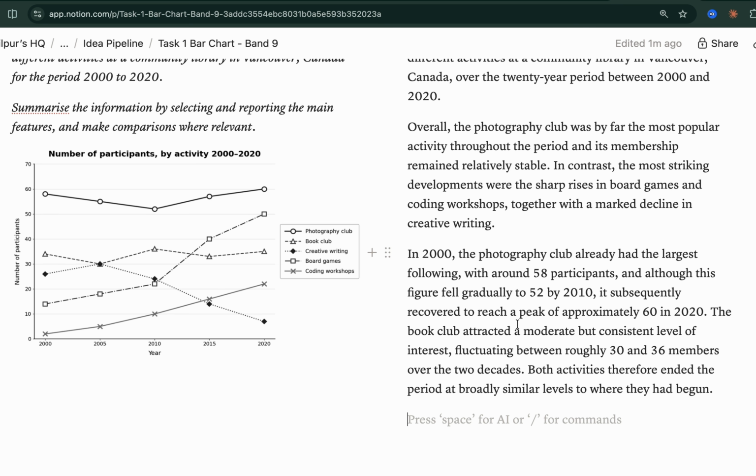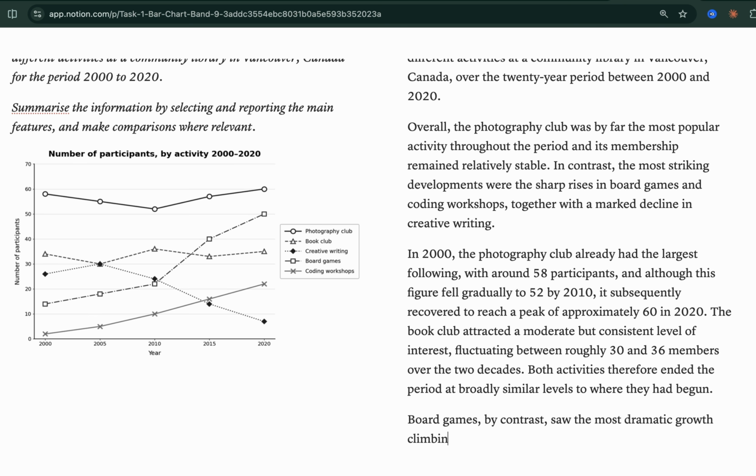Now, I'm done with my body 1, and now it is time to move on and talk about the remaining 3 lines. Let's go. Ball games, by contrast, show the most dramatic growth, climbing steadily from 14 participants in 2000, to 22 in 2010, before surging to around 50 by the end of the period.